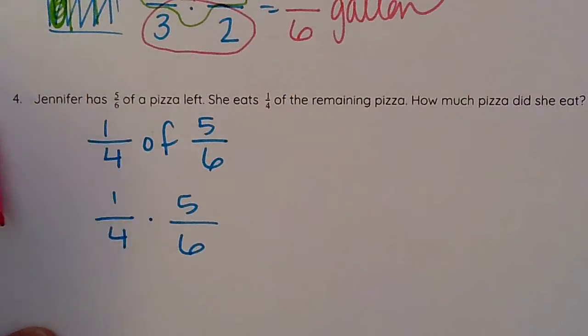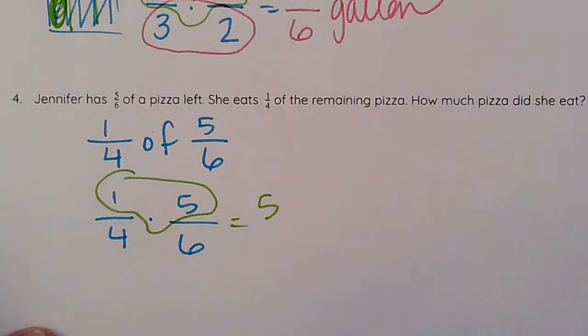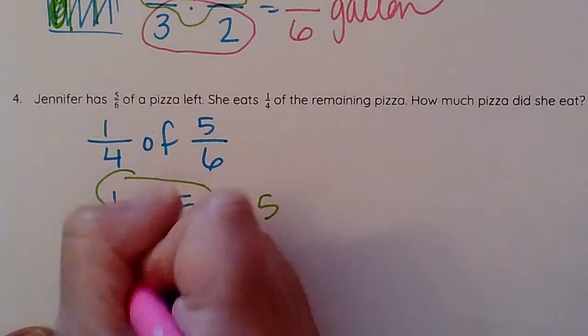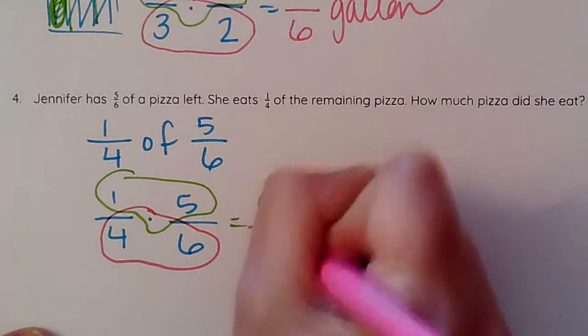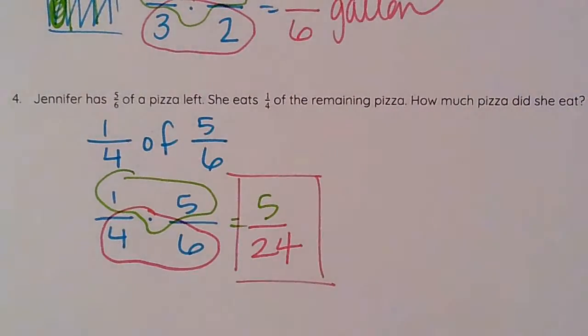I multiply across my numerators. 1 times 5, which is 5. My denominators, 4 times 6, which is 24. Therefore, Jennifer eats 5/24 of the pizza.